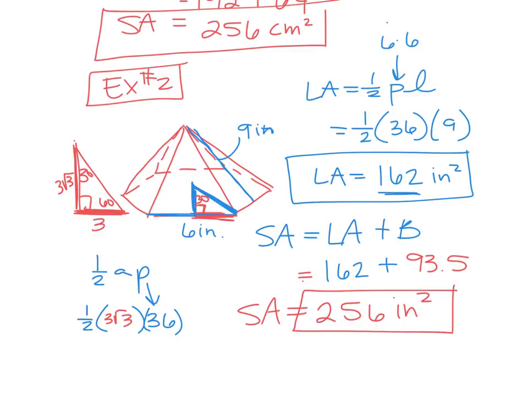Okay? Questions on that? How'd you get 92? I plugged in 1/2 times 3 rad 3 times 36. The 1/2 AP.